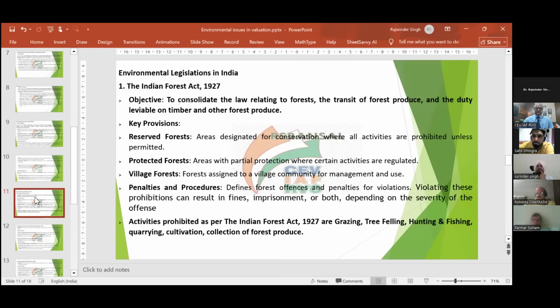Then there is certain environmental legislation in your syllabus which you must be conversant with. The first one is the Indian Forest Act 1927. You need not go into the details of this act. You must know the basic things about this act. So what is the objective of this act? The objective is to consolidate the laws relating to forest, the transit of forest produce, and the duty liable on timber and other forest produce.